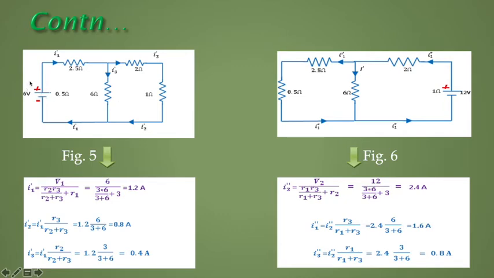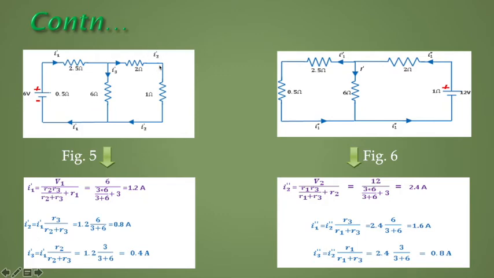So this current I1 dash is equal to the total voltage 6, that means V1, divided by the total resistance. This is considered R1, that means 0.5 plus 2.5, 3 ohm, plus 3 ohm into 6 ohm divided by 3 plus 6, then we get current 1.2 ampere. Then this I1 dash current is divided into two components, I2 dash and I3 dash.